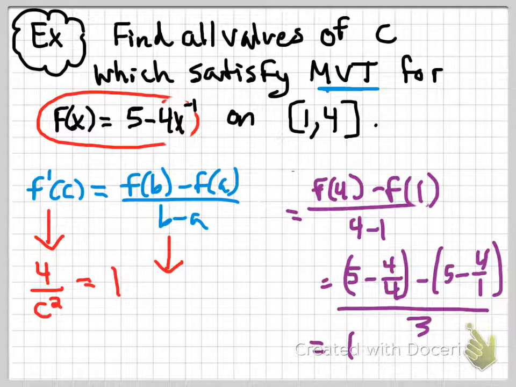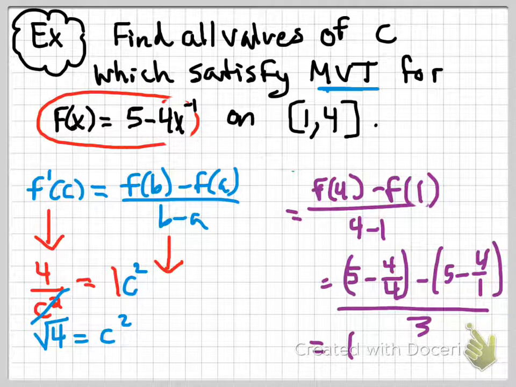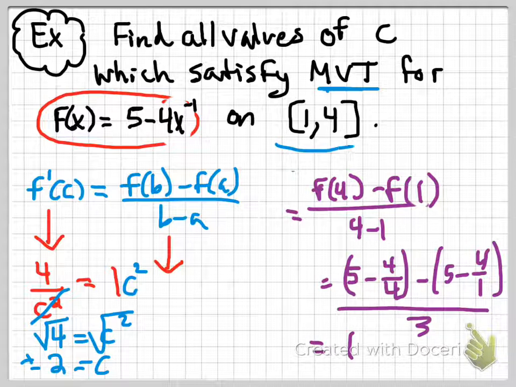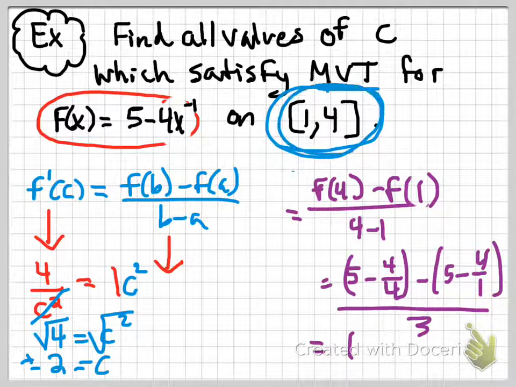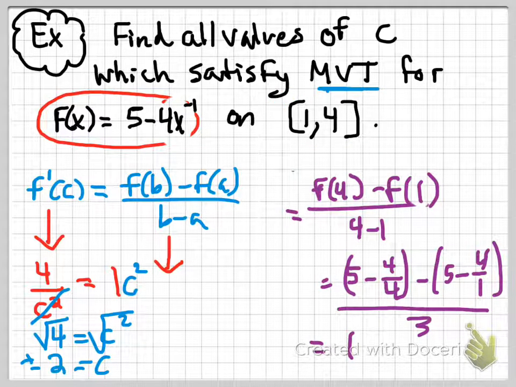Which means let's solve this thing. Let's cancel the c squared and multiply it over here. 4 equals c squared, and we'll take the square root of both sides, and we'll get c equals plus or minus 2. The square root of 4 is 2. And then we'll go back to the question and say, what were we supposed to figure out? We were supposed to figure out what values of c satisfy the theorem from 1 to 4. So 1 to 4 means c equals positive 2 can be the only answer that fits the interval.